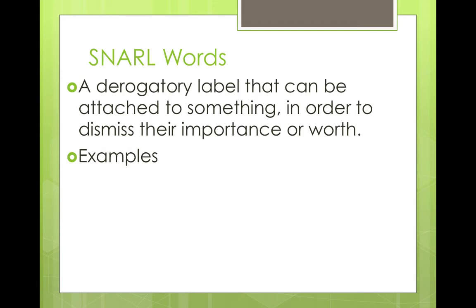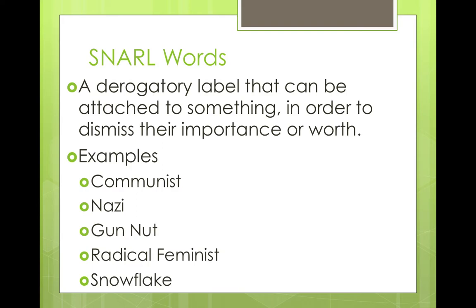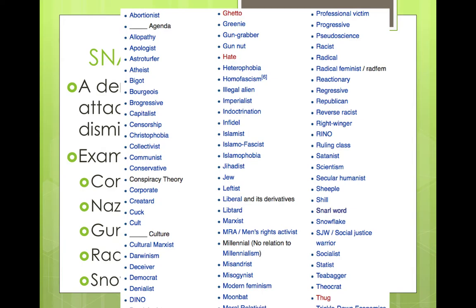So examples of that are like communist, radical feminist, gun nut, snowflake. Snowflake, I found, is pretty much anybody under the age of 30. If you haven't heard that yet, I'm kind of surprised. I went straight to Rationalpedia, and they had a page on snarl words, and I just took a picture of it and put it up here. Some of these you'll definitely understand.